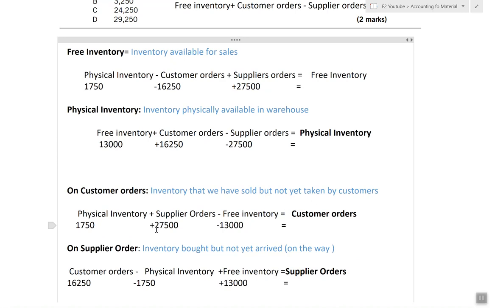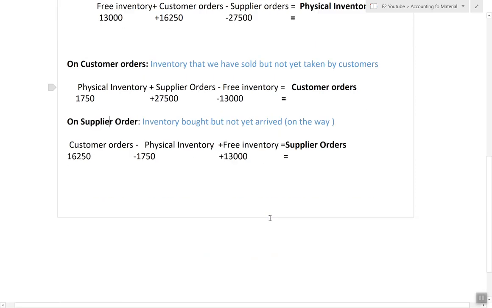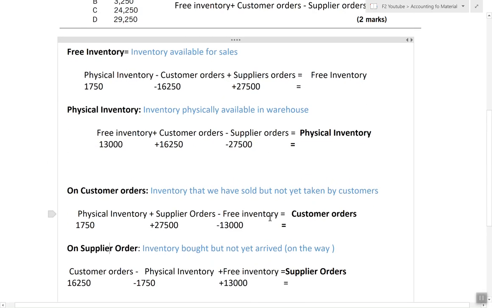If you go to a store and something is available there, it doesn't mean you can buy them. Maybe they have been already sold. Or maybe there is something on the way, even though something is not available in the shop, you can still buy it. On customer orders is inventory that has been sold but not yet taken by the customer. On supplier's order, inventory that we have bought but not yet delivered.